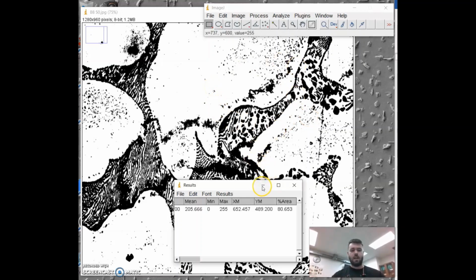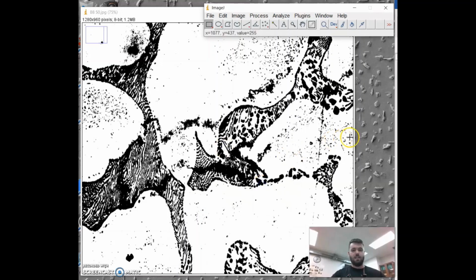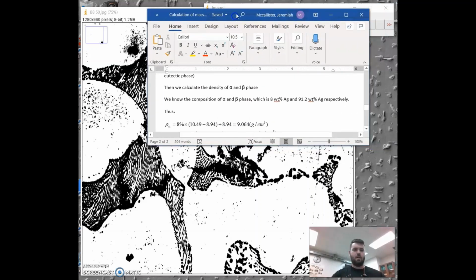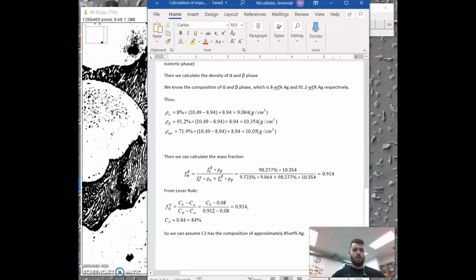Now that we have that 80.6 and 19.4, we need to figure out the mass of each of these. To do that, we need to figure out a density for each of them, so we can multiply our volume fraction by our density. And to do that, we go over to this handy dandy handout, which is going to be up on Canvas.